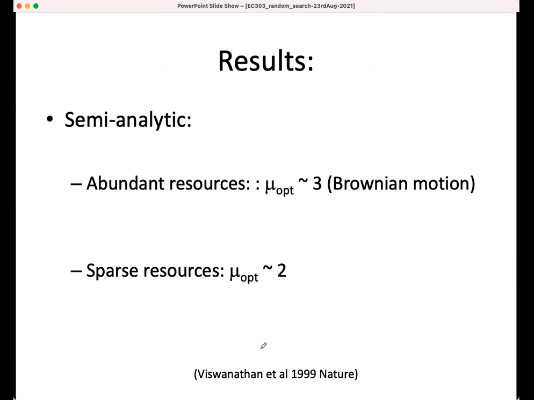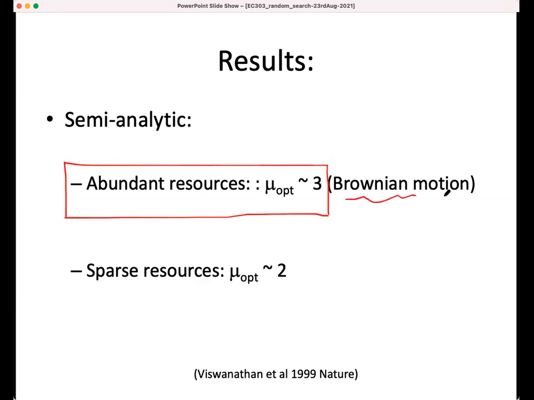Okay, so what they do is they actually show 2 results using some combination of analytical arguments and some approximations. What they basically show is exactly what we have been arguing all around. If there are abundant resources, the optimum value of the power law exponent is mu equal to 3. As we know now, a power law exponent of 3 is the same as Brownian motion. On the other hand, when the resources are sparse, the optimum value of mu is 2.